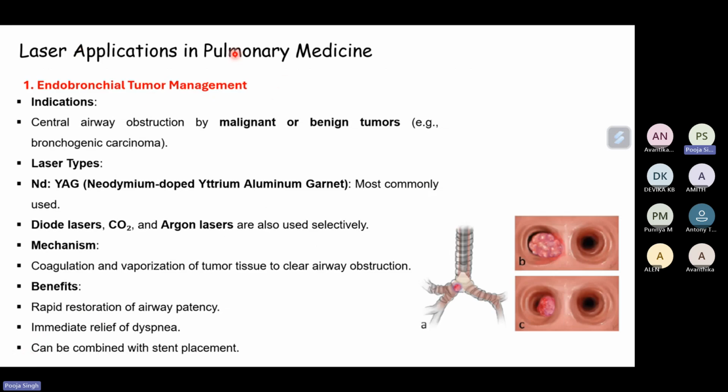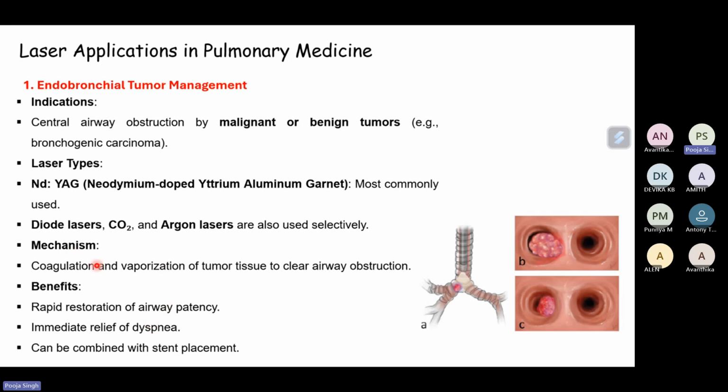Okay, so it also has an application in pulmonary medicine. Pulmonary medicine means the breathing pipes, where the bronchi connect to the lungs. If you have a cancer of this, or some other kind of tissue has developed in your pulmonary pipes, then to remove it we can also use the CO2 laser, for central airway obstruction by malignant or benign tumor. We can use a neodymium YAG laser also, diode laser, CO2, argon laser, all the lasers here we can use.